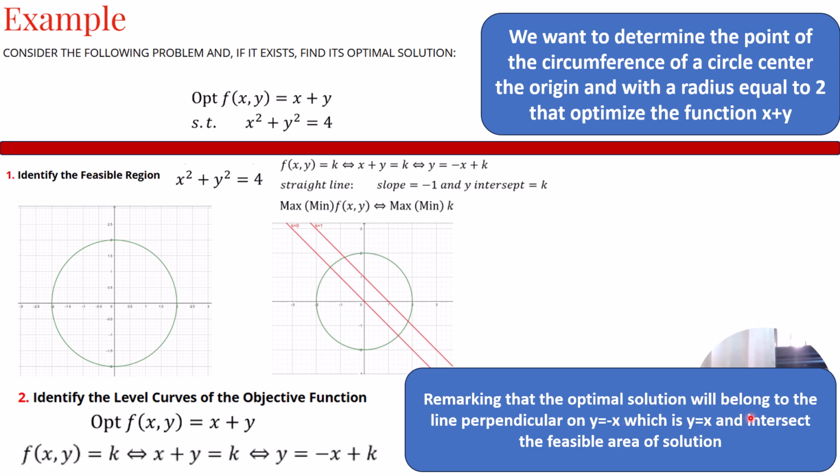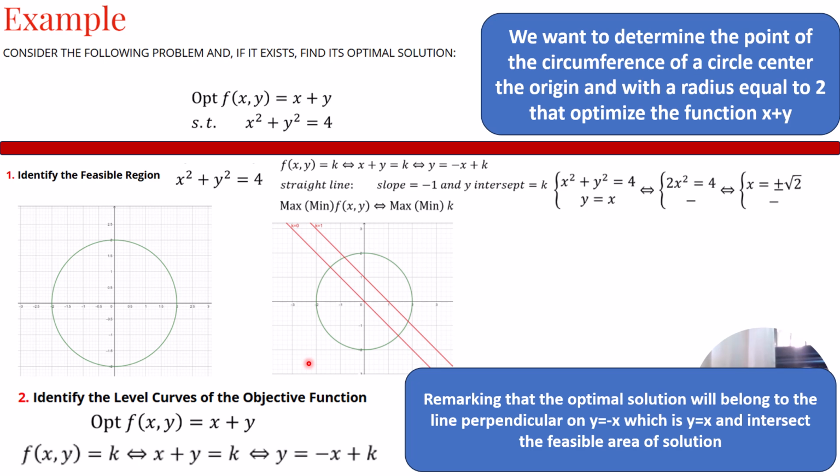Remark that the optimal solution will belong to the line perpendicular to y equals negative x, which is the case that we are dealing with. So the direction of increase will be perpendicular to it. This is the direction of increasing value of the function, and that's the direction of decreasing value of the function, till it intersects the feasible area of solution.